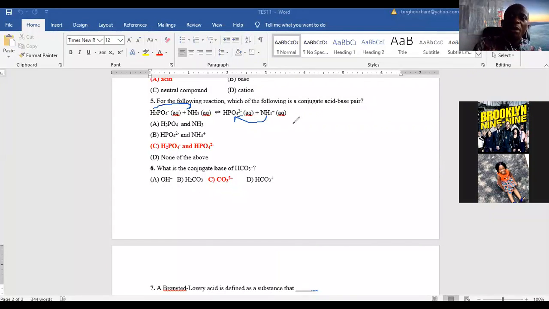Another pair that you could have seen, which is not here, would be ammonium plus, because it is the acid from the reverse direction.